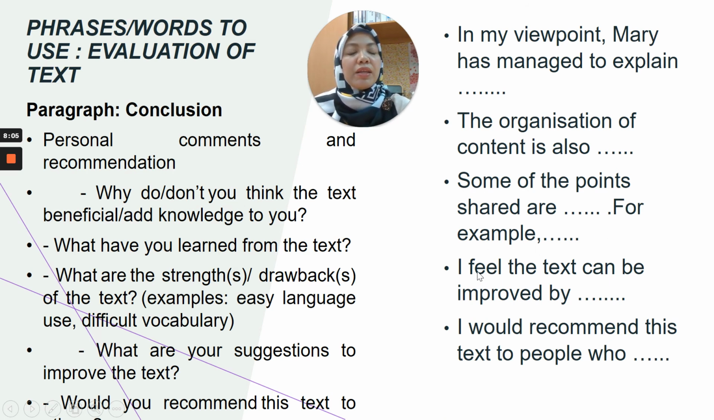Then you can use phrases like this: I feel the text can be improved by. So this is when you're highlighting the strengths or the drawbacks of the text. As you view the text, you can comment whether it is a very good text or something very weak. You may want to suggest what can be improved so that the article can be more beneficial to readers. And what is your suggestion?